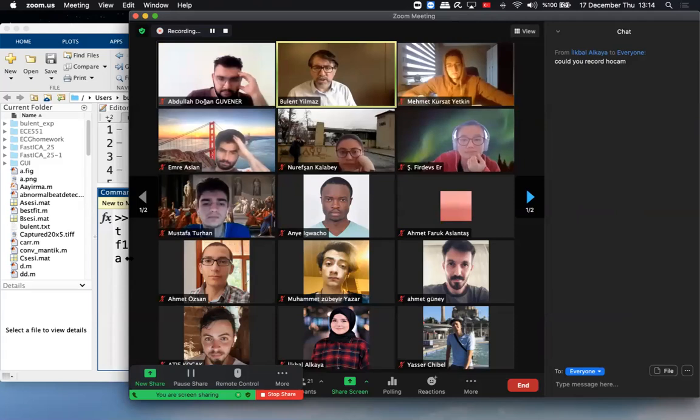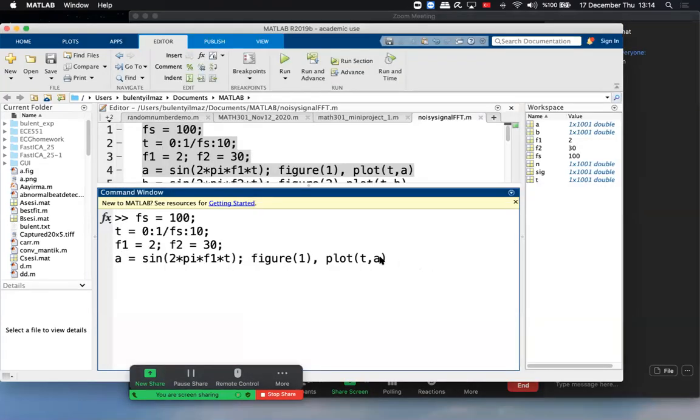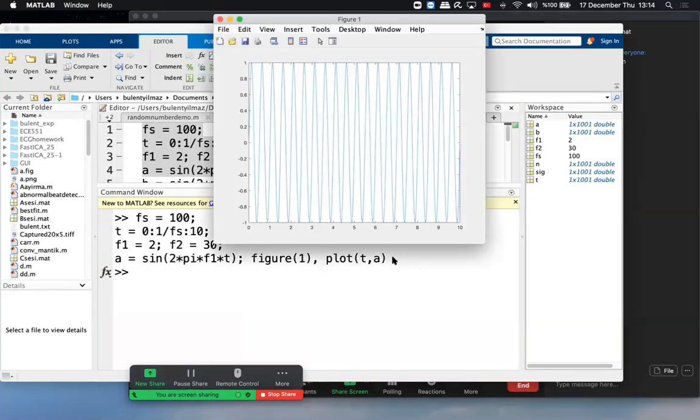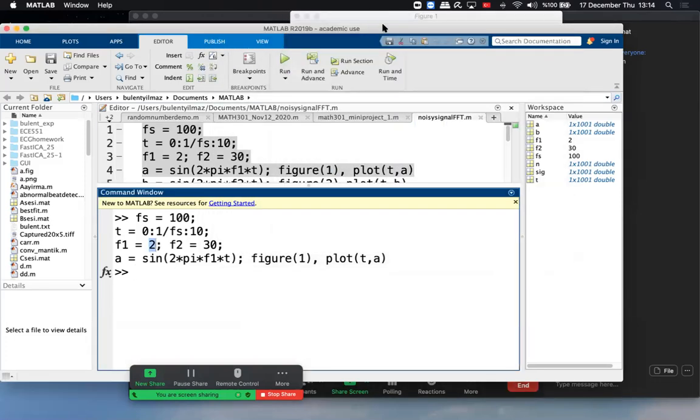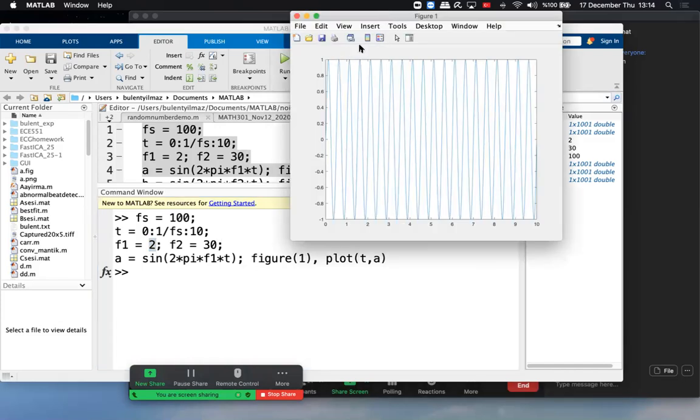Evet arkadaşlar. So this is my data. It has 2 hertz. Okay. It's a 2 hertz sine wave.